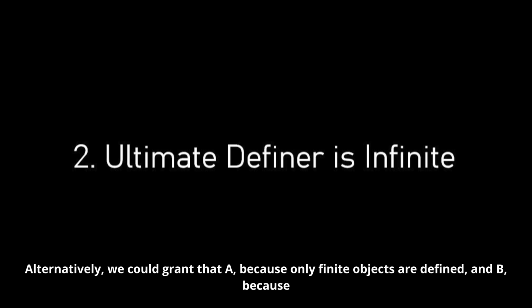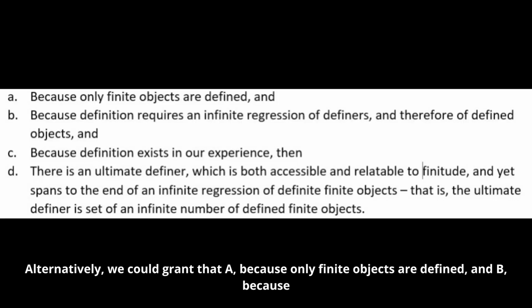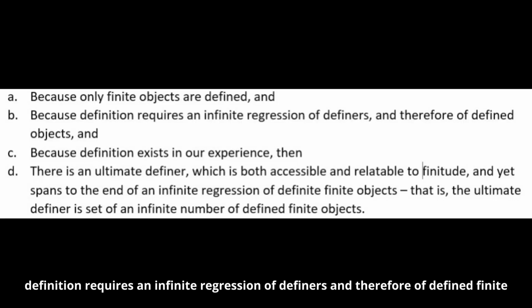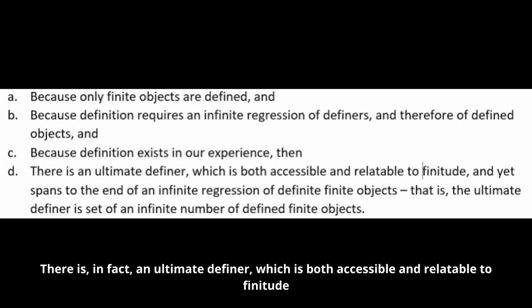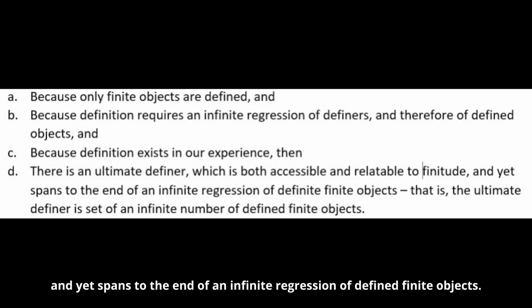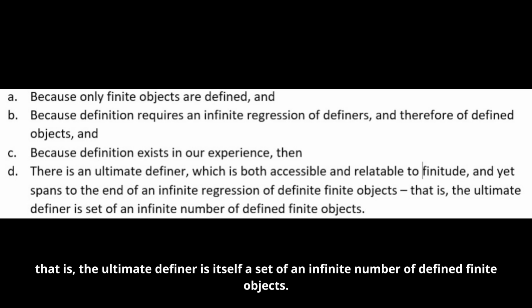Alternatively, we could grant that A, because only finite objects are defined, and B, because definition requires an infinite regression of definers and therefore of defined finite objects, and C, because definition exists in our experience, then D, there is in fact an ultimate definer, which is both accessible and relatable to finitude, and yet spans to the end of an infinite regression of defined finite objects. That is, the ultimate definer is itself a set of an infinite number of defined finite objects.